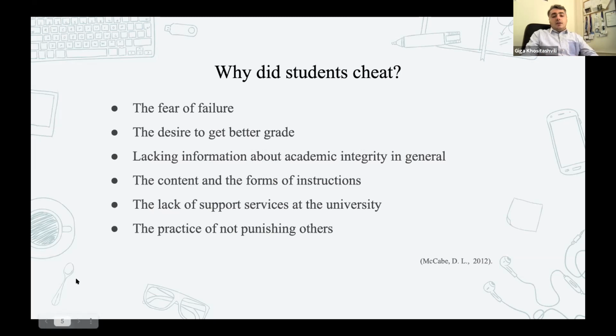And finally, the practice of not punishing others. It means that if there is a teacher who doesn't require sanctions, for example, in case of plagiarism, then the next day all the students will at least try to do the same.